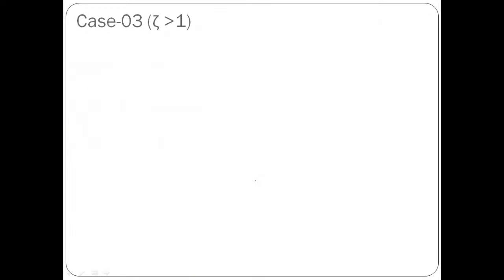Now, let us take case number 3. What will happen if you increase the value of zeta more than 1? First, let us try to examine the nature of roots of the characteristic equation in this particular case. So this is the general expression. Now put zeta more than 1 over here. Suppose you put zeta equals to 2 over here. The moment you put zeta 2, it will be 2 square, that will be 4. 1 minus 4, it will be square root of minus 3.